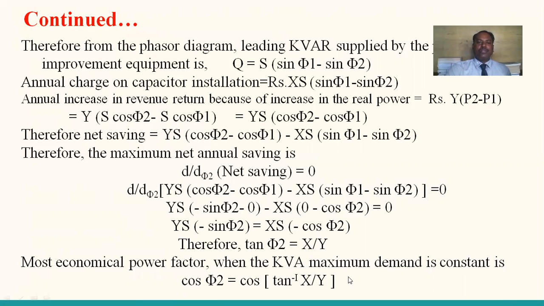So the most economical power factor when kilowatt demand is constant as well as when kVA demand is constant, both are derived here. These two are most important from the examination point of view. Try to concentrate on deriving the most economical power factor when kilowatt demand is constant as well as when kVA demand is constant. Thank you. We will meet in the next class.